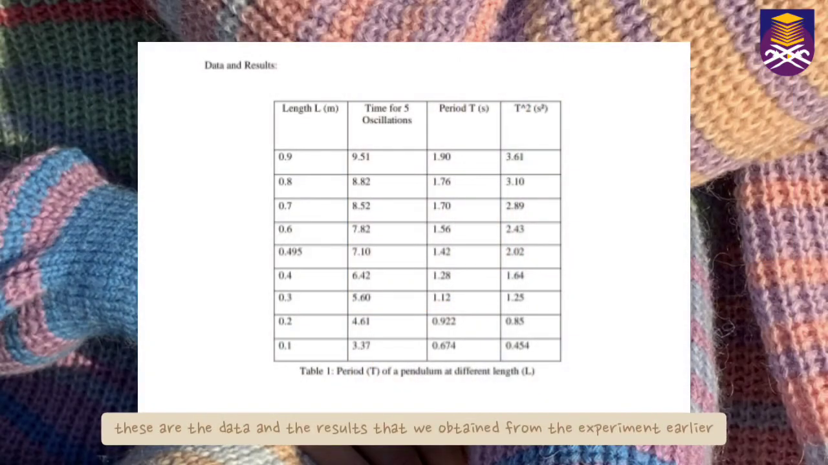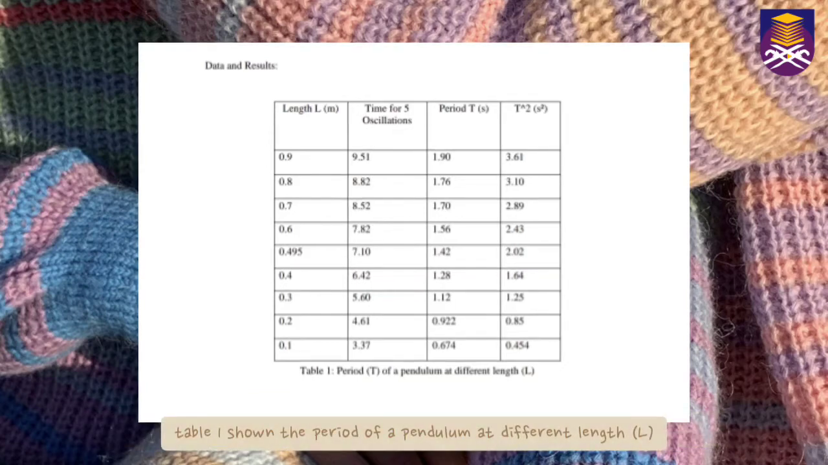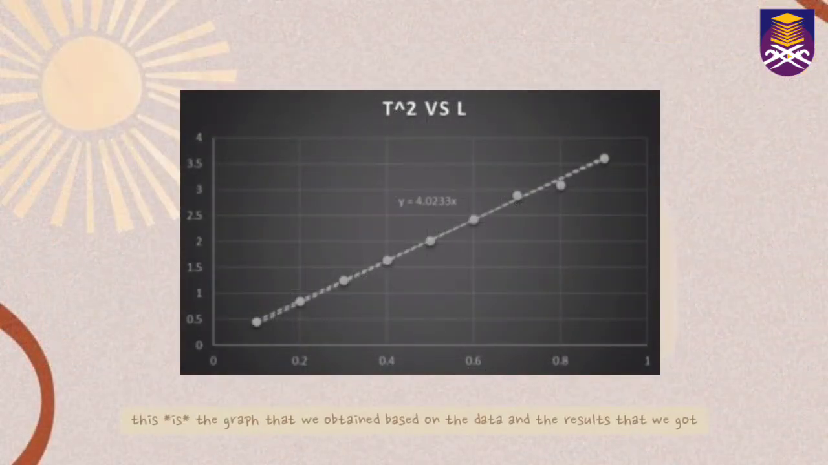These are the data and the results that we obtained from the experiment earlier. Table 1 shows the period of a pendulum at different lengths. These are the graphs that we obtained based on the data and the results that we got.